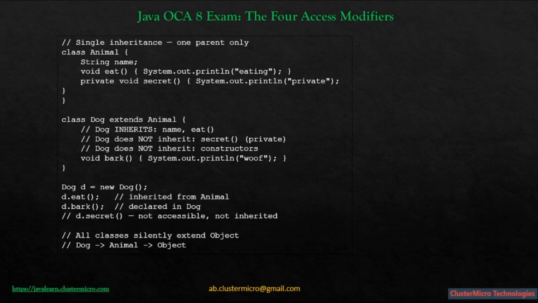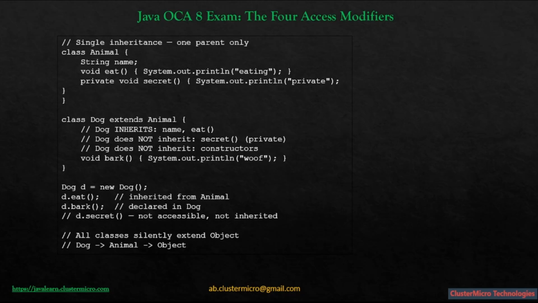However, private members are not inherited. They still exist within the parent class, but the child class cannot access them directly. Another important point is that constructors are never inherited. This is why a child class must call the parent constructor explicitly using super.